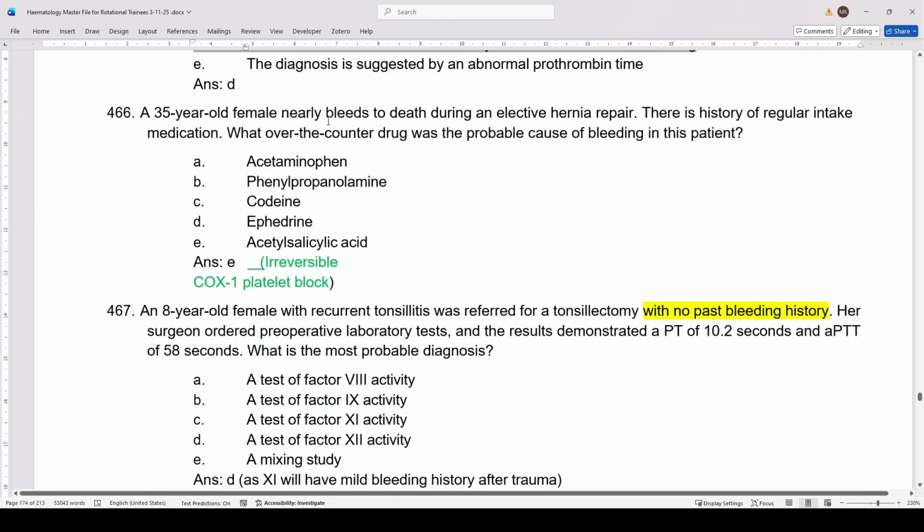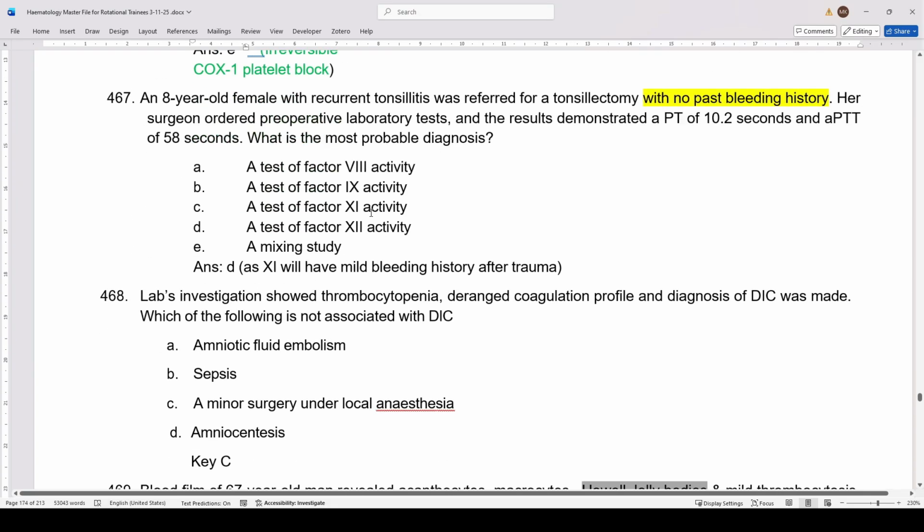Okay, a 35-year-old female nearly bleeds to death during an elective hernia repair. There is a history of regular intake of medication. What over-the-counter drug was the probable cause of bleeding in this patient? The bleeding in this patient will be because of aspirin, acetylsalicylic acid, because it irreversibly blocks the platelets. Platelets are blocked for their lifetime, like 7 to 10 days. So we have to stop the patient from taking aspirin before we go for the surgery.